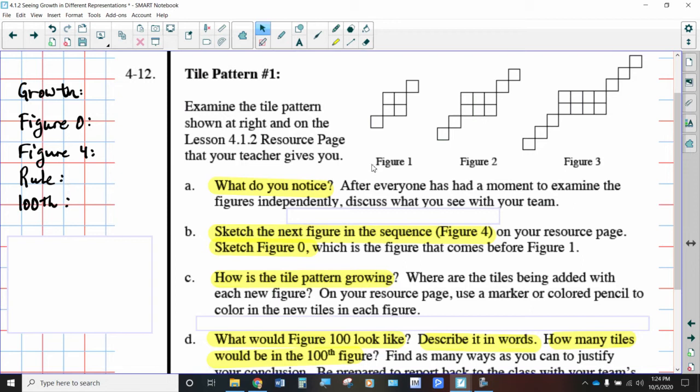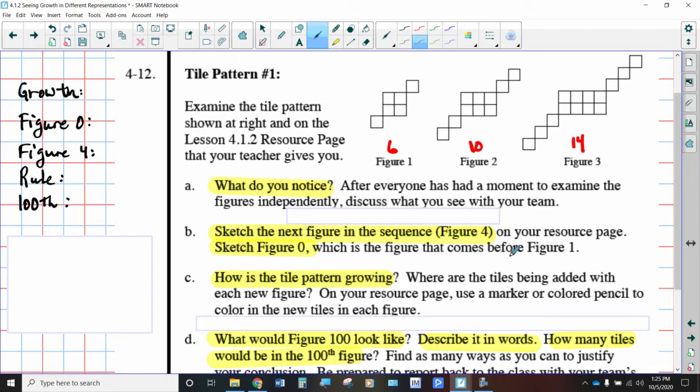Okay? So let's take a look at this tile pattern here. I like to start off by identifying how many tiles there are in each figure. So this one has 1, 2, 3, 4, 5, 6. So I'm going to write a number 6 here. This one has 1, 2, 3, 4, 5, 6, 7, 8, 9, 10. So I'm going to put the 10 here, and then this one has 1, 2, 3, 4, 5, 6, 7, 8, 9, 10, 11, 12, 13, 14.